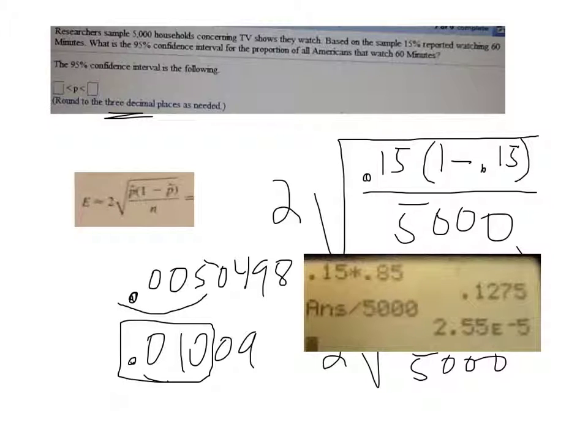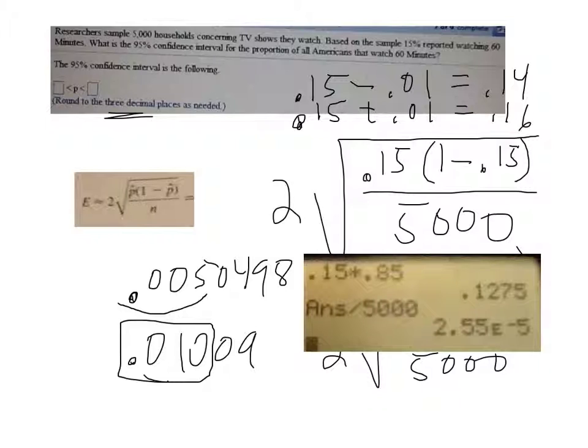That's what we're going to add and subtract to the p-hat. So since p-hat was 0.15, we're going to first subtract the 0.01 from it, which is going to be 0.14. And then we're going to add that margin of error to it, which is plus 0.01, which is 0.16. So what we should type in here is 0.14 to 0.16, and that should work.